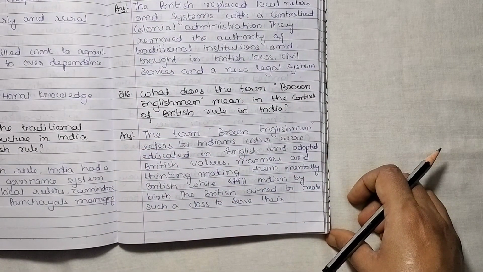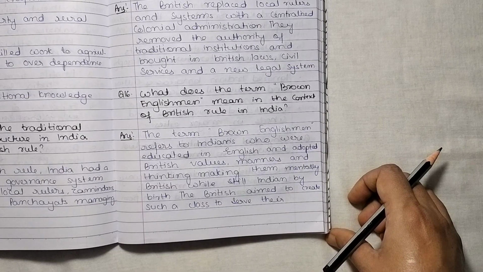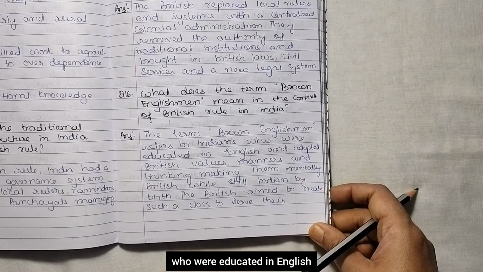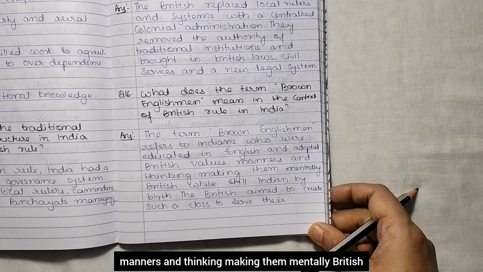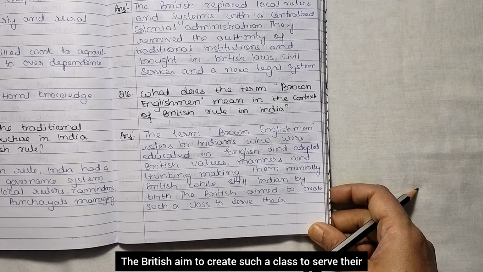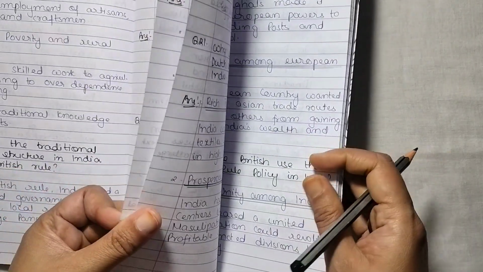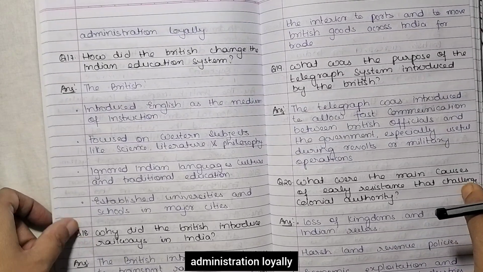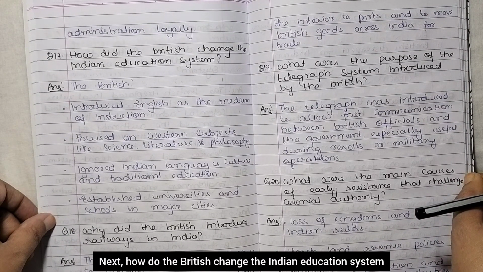Next question is, what does the term brown Englishman mean in the context of British rule in India? So the term brown Englishman refers to Indians who were educated in English and adopted British values, manners and thinking, making them mentally British while still Indian by birth. The British aimed to create such a class to serve their administration loyally, right?